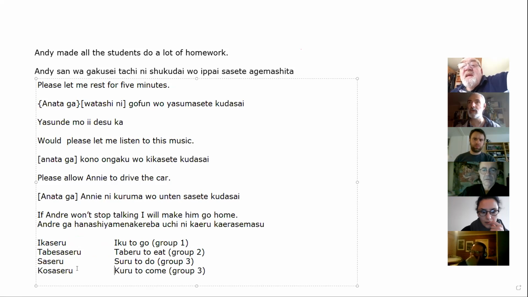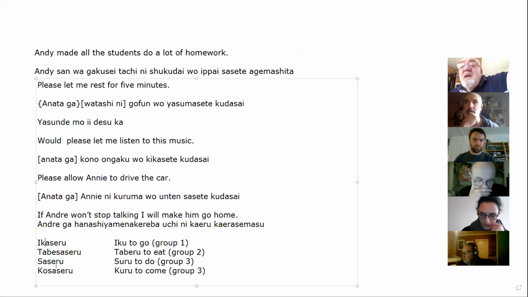We can use these as they are in casual conversation. We can just say Tokyo ni iku. Are you going to Tokyo? And then these are the causative forms, these four here.